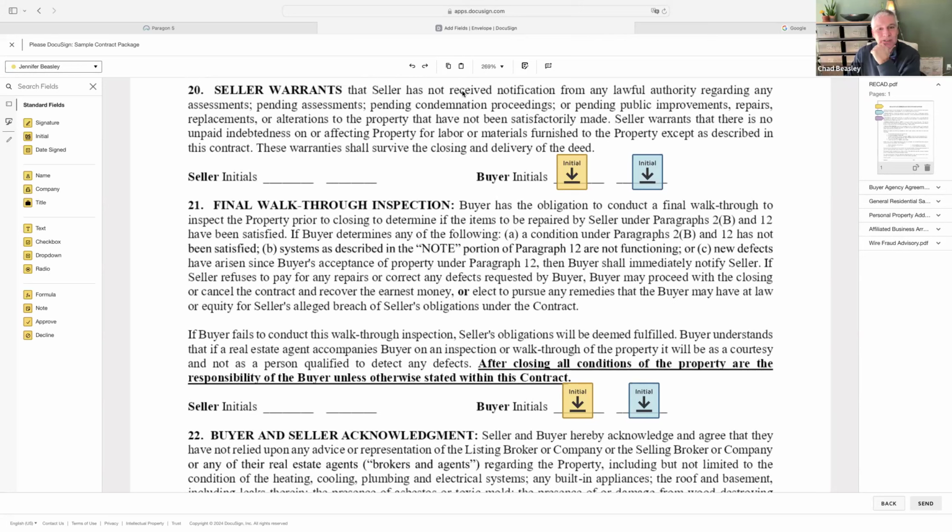So, seller is warranting that they have not received notification from any lawful authority regarding assessments, pending assessments, condemnation proceedings, public improvements, all the things. So that's just the seller saying, hey, we haven't received a letter from the homeowners association saying there's going to be an assessment to everybody. Or you see this in gated communities sometimes where maybe there's road repairs being done and they're not public roads, so all the homeowners have to pony up to fix the roads or something.